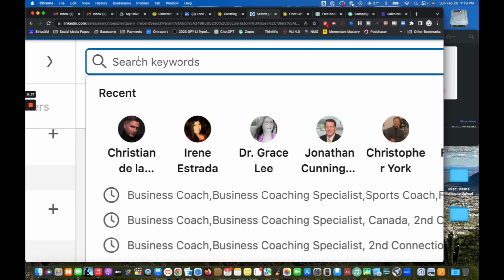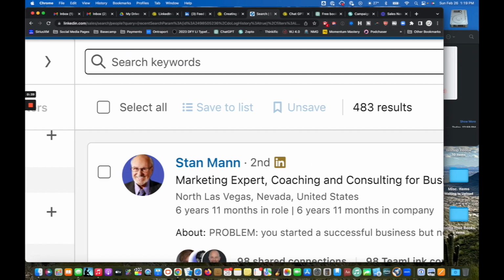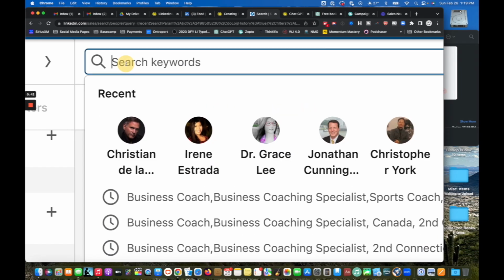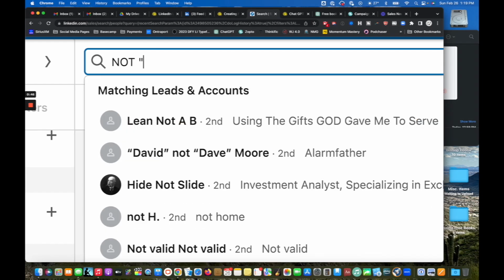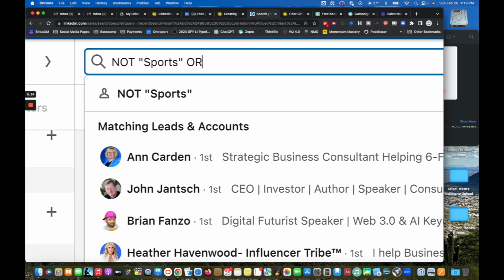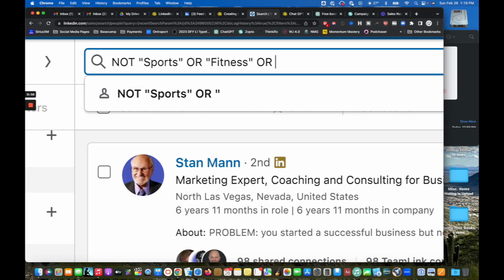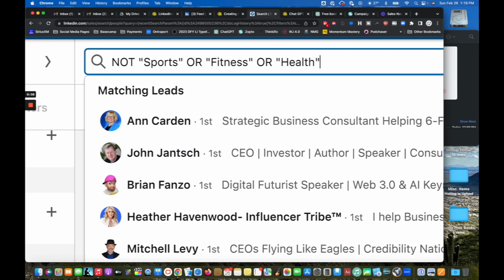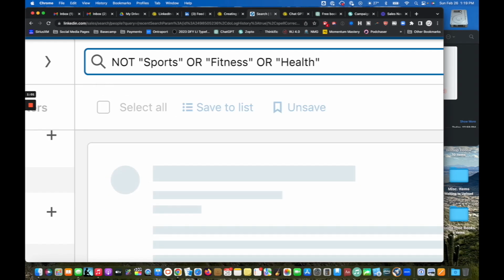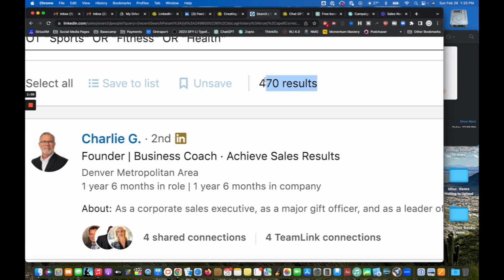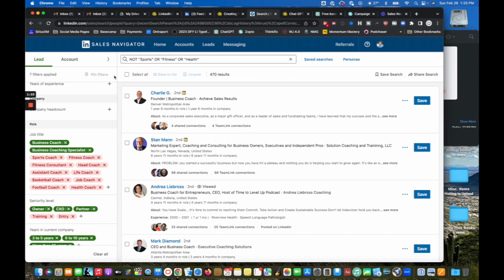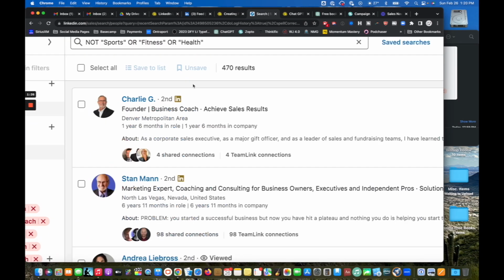The other thing you can do is use Boolean search. Now, Boolean is just a command that you type in to remove or look for certain keywords. So I'm going to say not, which means I do not want profiles, and then you put a quotation mark, not sports, and then you say or fitness or health, right? I don't want sports coaches, fitness coaches, or health coaches. And that should reduce the number a little bit more. So that reduced it by like another 13, 15 people. This just helps you a little bit to trim your list and get better results.